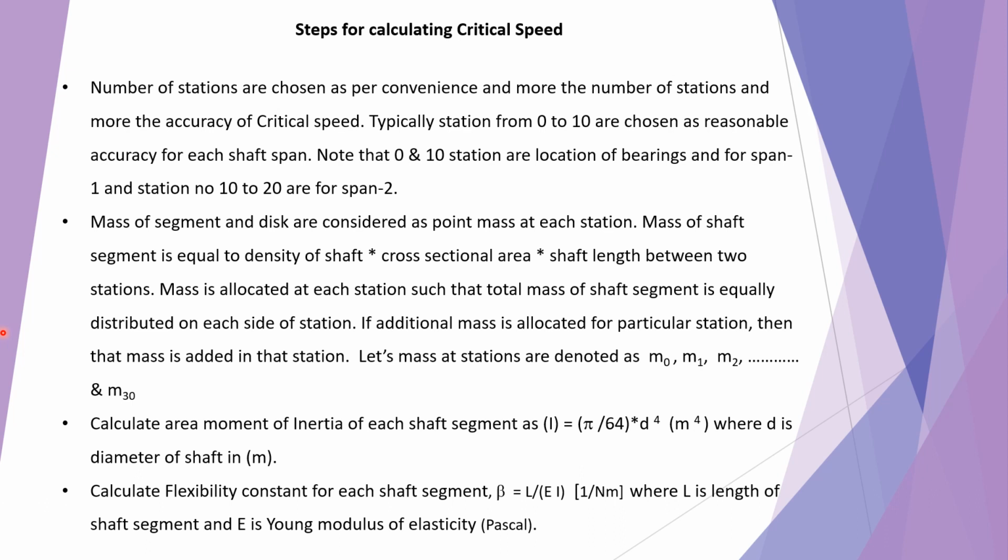Calculate the area moment of inertia of each shaft segment, that is I is equal to pi by 64 d to the power 4, unit is m to the power 4, where d is diameter of shaft in meter. Calculate the flexibility constant for each shaft segment, beta is equal to L upon EI, where unit is 1 upon Newton meter, where L is the length of shaft segment in meter, E is the Young modulus of elasticity in Pascal.